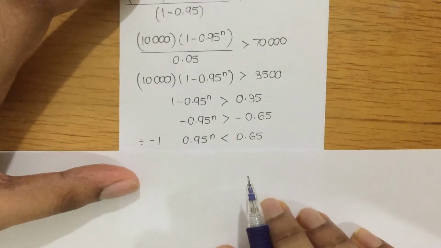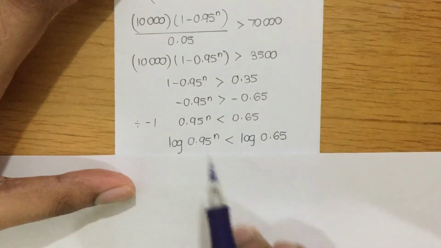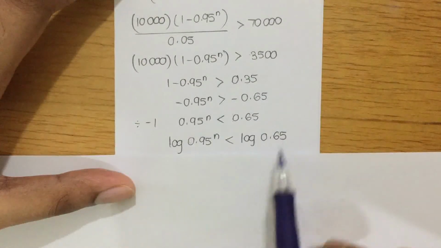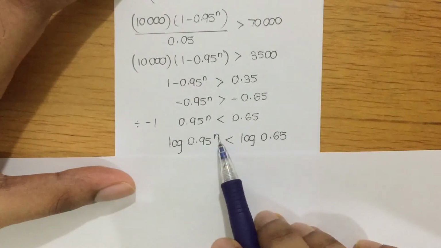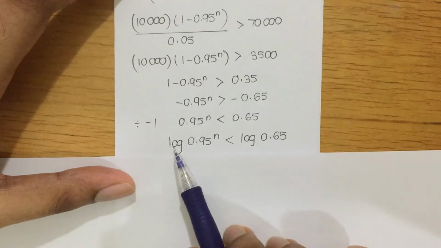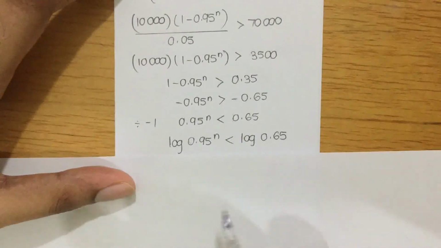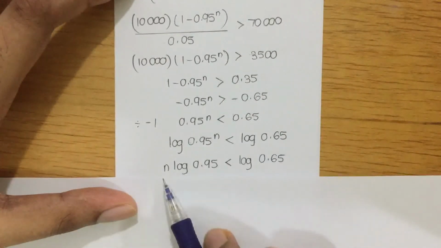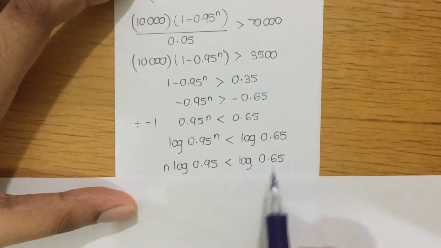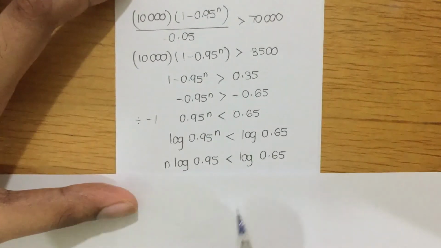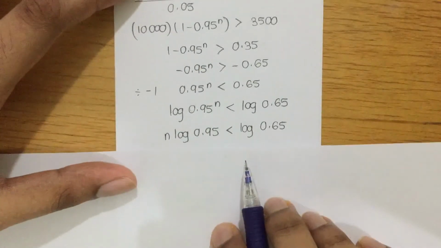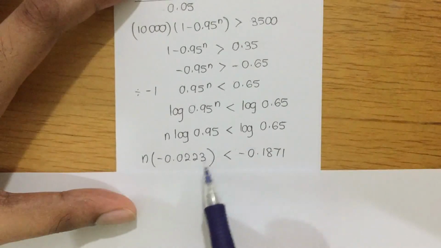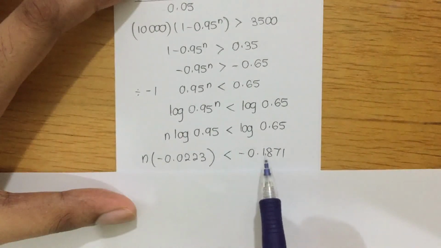Okay, from here, let us continue. So from here, you log both sides. So log 0.95^n less than log 0.65. So this n, the power, you move it in front, it will become n times log 0.95 less than log 0.65. This is the working, guys. n log 0.95 less than log 0.65. Let us continue to the next step. So n times negative 0.0223 close bracket less than negative 0.1871.